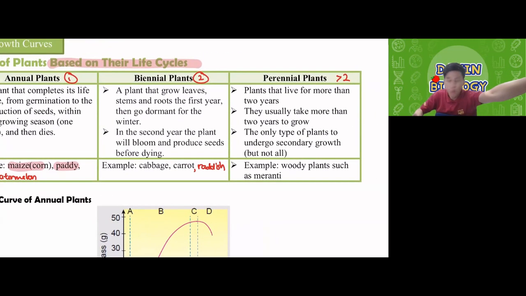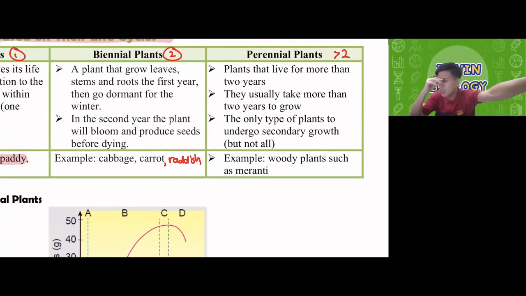Perennial, basically all woody plants. Like any woody plants that you can think of. Okay, Meranti would be the harder example. Meranti is an example of those kinds of trees whose wood we use as timber, like for your furniture. Hard, strong wood, I usually mean Meranti, Jati, Oak. But this kind of example is so hard to remember, right? I mean, for some of us, the names are so weird.